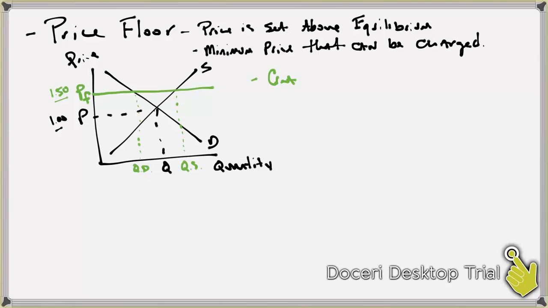Creates a surplus in a market. So now we have suppliers that want to supply more than what buyers want to buy. And again, the government stepped in, they messed with the market, and the unintended consequence is we're not able to be at equilibrium.